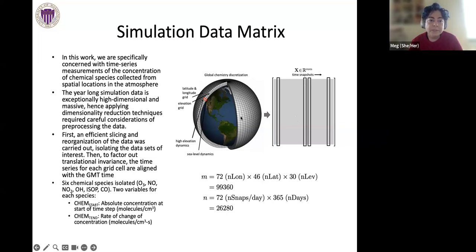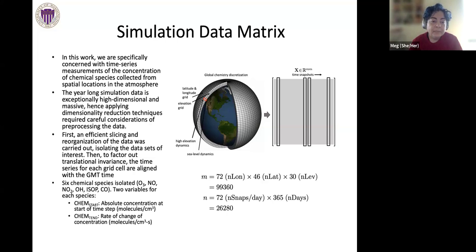The year-long simulation data is exceptionally high-dimensional and massive, and applying dimensionality reduction techniques first required careful consideration of pre-processing the data. First, we did an efficient slicing and reorganization of the data, isolating the data sets of interest. And then, very importantly, we had to factor out the translational invariance in the data. So the time series for each grid cell is aligned with the GMT time, because SVD-based approaches do not do well with the temporal invariance.